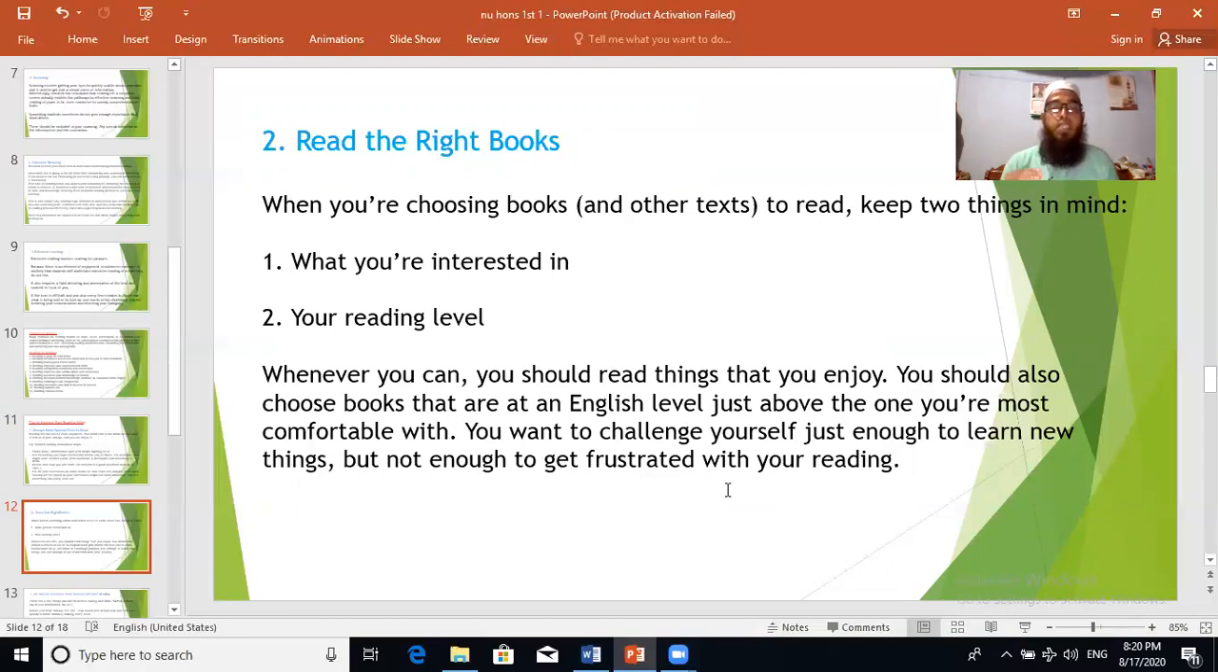So choose a book just above your level, just one step more than your level, so that you can get some new words and new ideas from the book. You have to choose the book like this for your reading.